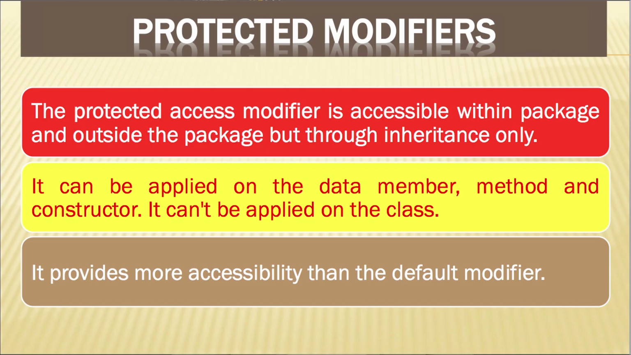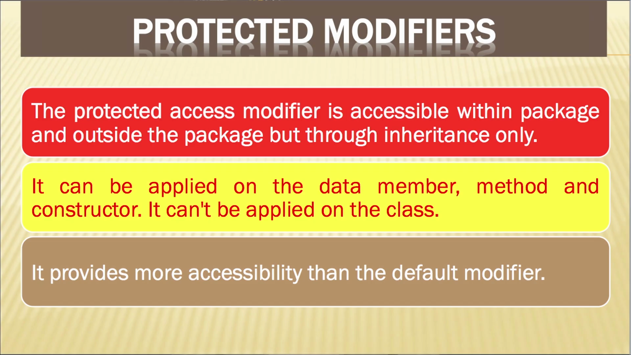Here is the second point: it can be applied on a data member, method and constructor. So the protected modifier can be applied on a data member, method and constructor. It cannot be applied on a class. This statement is very clear. We cannot use the protected modifier with a class. However, private and default can be used with a class, but this one cannot. The default modifier is applied with the data member as well as method and constructor. So this is the second point.